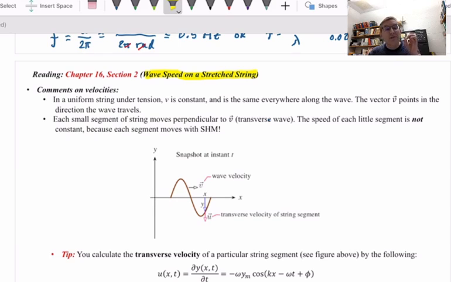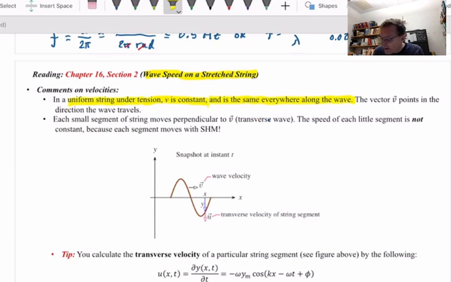What's the velocity at which that wave, that disturbance, propagates? Well, velocity has a magnitude and a direction. We know the direction is plus x because of the way we made the wave. What determines how fast, though? Just the speed of that wave. First we have to acknowledge that in a uniform string under tension, the speed of the wave, and we use the symbol v for that, is constant and is the same everywhere along the wave.